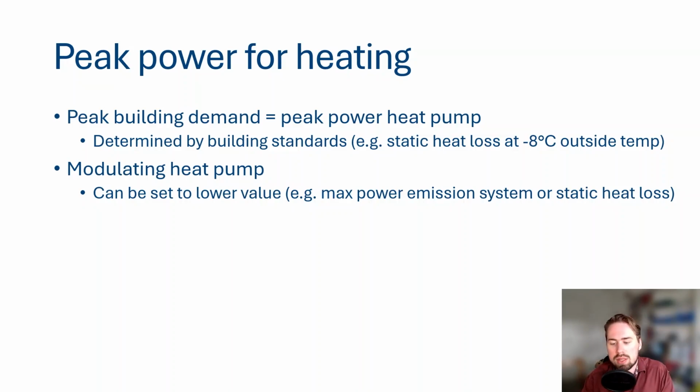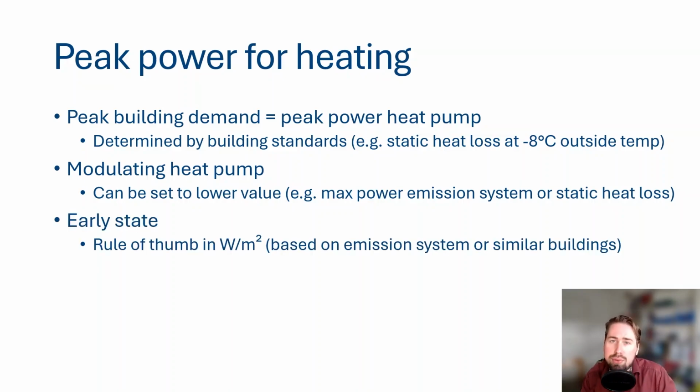But of course, if you say, well, the static heat loss is only 7 kilowatts, so in theory, my building will need at maximum this 7 kilowatts, you can set it as a setting in your heat pump. Ask your manufacturer, you can set it to be maximum 7 kilowatts, and then you can also design with 7 kilowatts. Or for example, if you have an emission system which only has a certain amount of power it can deliver, you can also set your peak power to that value in order to make sure that you do not oversize your geothermal bore field.